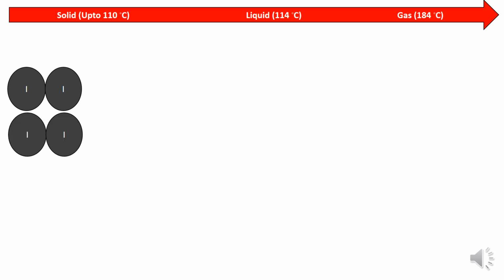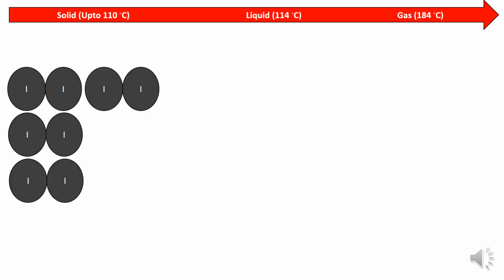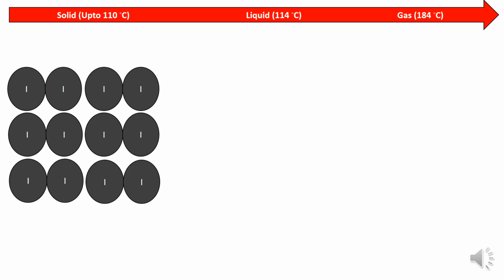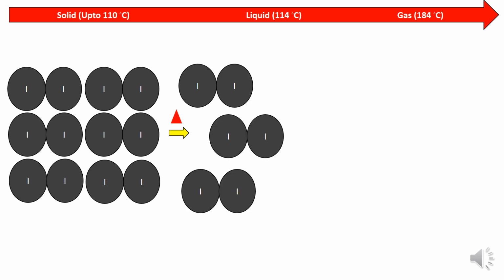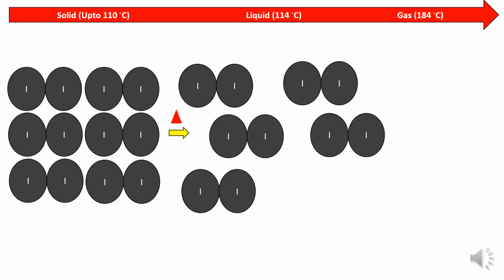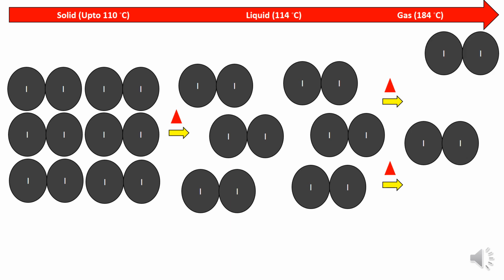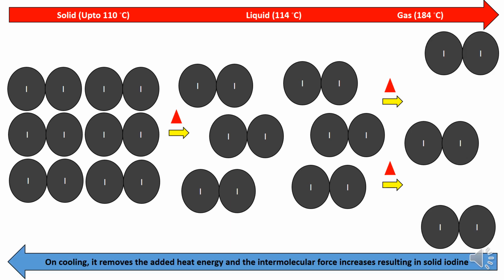Now iodine is solid up to a temperature of 110 degrees Celsius, and the molecules are closely packed. At a particular temperature, these strong intermolecular forces are overcome, and there is separation of these iodine molecules. Now the close packing is slightly disturbed, and with further rise in temperature, you can see that they are further loosely packed and they escape in the gaseous form, that is, in the vapor form.